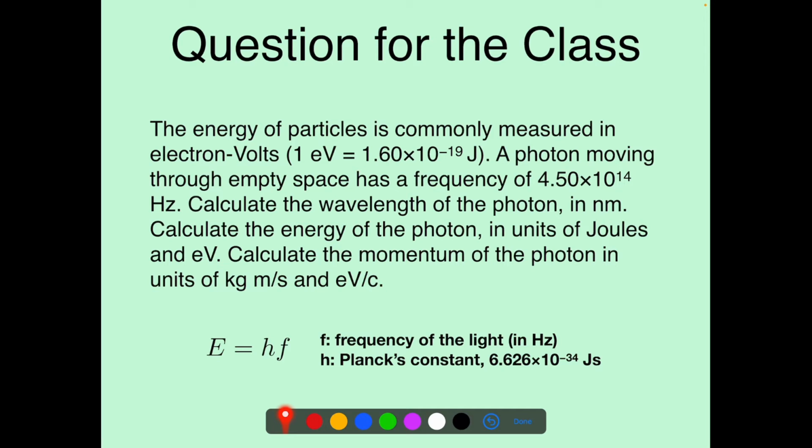So one thing we're going to need to know here is that the energy of a photon is h times f, where f is the frequency, and h is Planck's constant, which is given here. So pause the video, try to work this out, and then we'll go through it together.